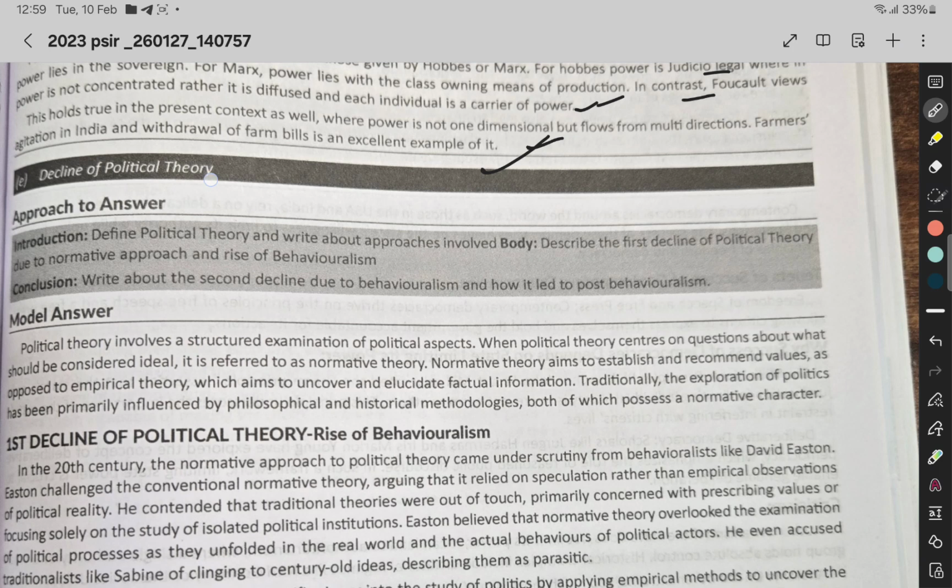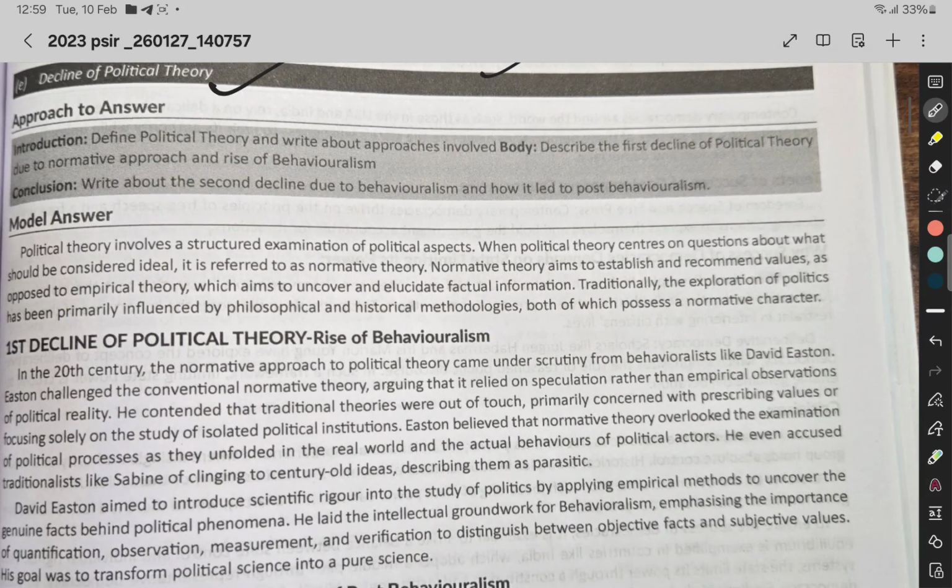Now, decline of political theory. Political theory involves a structured examination of political aspects. If political theory centers on questions about what should be considered ideal, it is referred to as normative theory. Normative theory aims to establish and recommend values, as opposed to empirical theory, which aims to uncover and elucidate factual information. Additionally, the exploration of politics has primarily been influenced by philosophical and historical methodology, both of which possess a normative character.